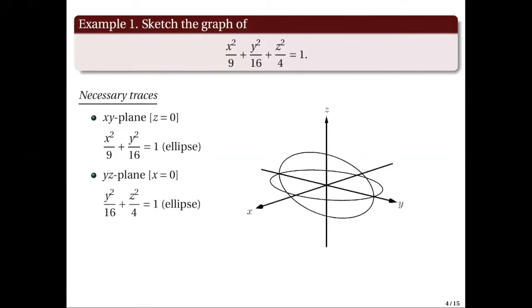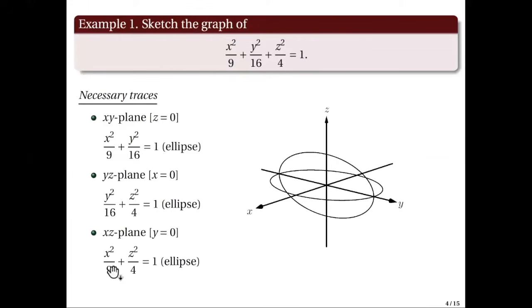And finally, on the xz plane, whose equation is y equal to 0, replacing y here by 0 will give us the equation x squared over 9 plus z squared over 4 equal to 1. And this is an ellipse located on the xz plane with center the origin of the xz plane.